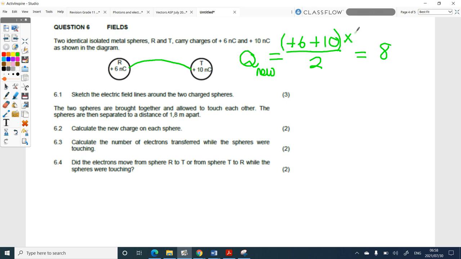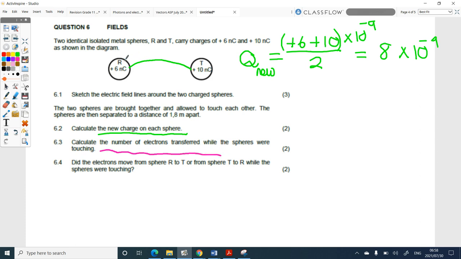But remember the nanocoulombs, don't forget. So it's times 10 to the minus 9. So this will also be times 10 to the minus 9. Don't lose marks because of conversion. So that would be the new charge on each of the spheres. Add them up, divide by 2. Alright, but that is not the number of electrons transferred. Now you can look at any of them. The next question says calculate the number of electrons transferred.